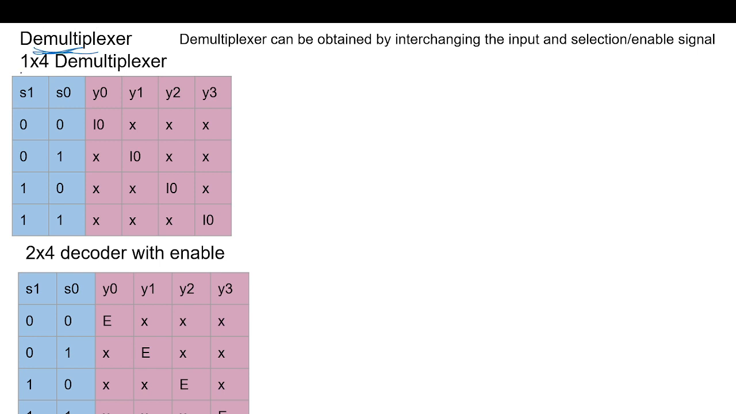So it will be having 1 cross 2 to the power n. The notation is 1 cross 2 to the power n. So for n select lines, we will have 2 to the power n outputs, and the input will be I0. This I0 will be available at one of the output lines, which will be selected based on the select lines S1 and S0.